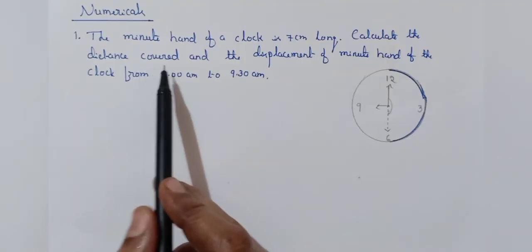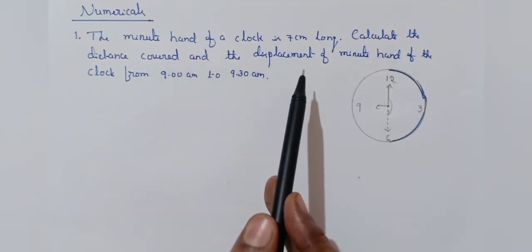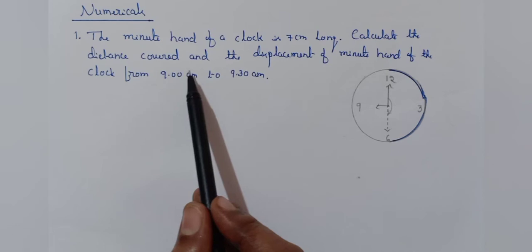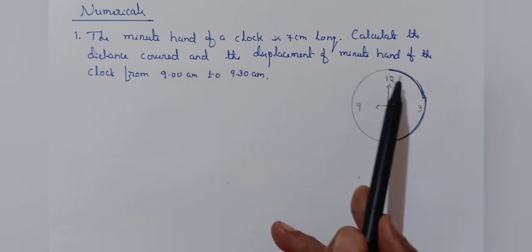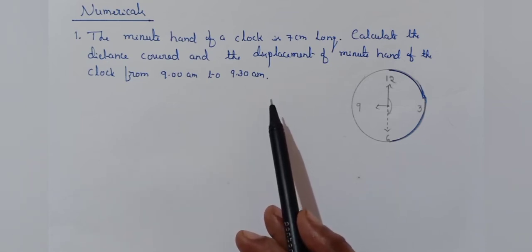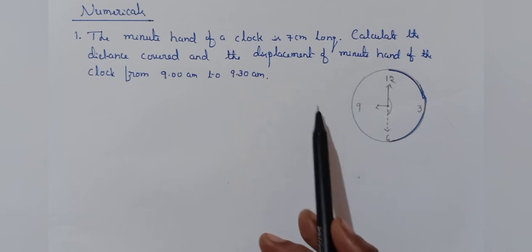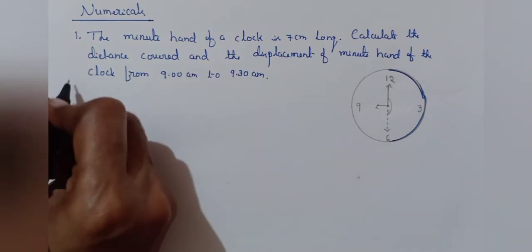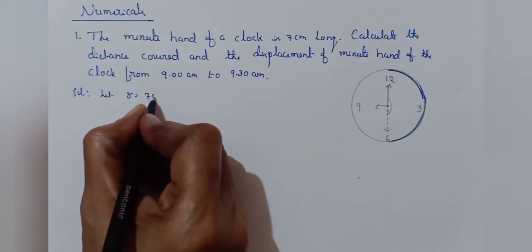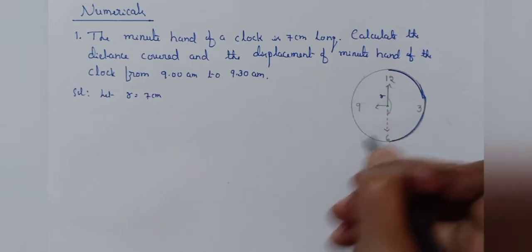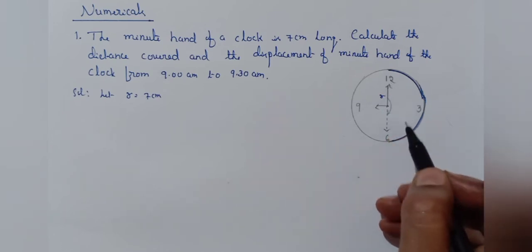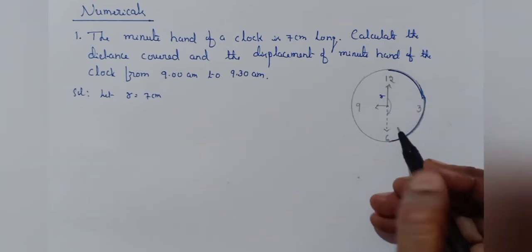First problem. The minute hand of a clock is 7 cm long. Calculate the distance covered and the displacement of minute hand of the clock from 9 AM to 9:30 AM. Here, the length of the minute hand is nothing but the radius of the circle. Here, let R is equal to 7 cm. Then, at 9 o'clock, the position of the minute hand is at 12. At 9:30, the position of the minute hand is at 6.